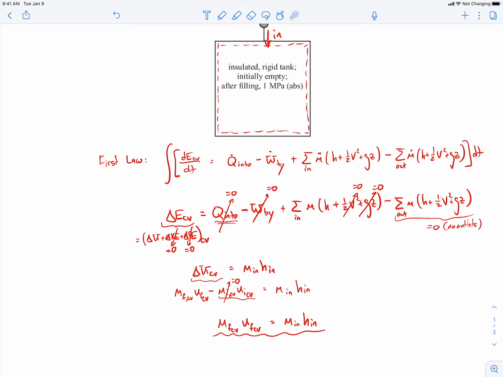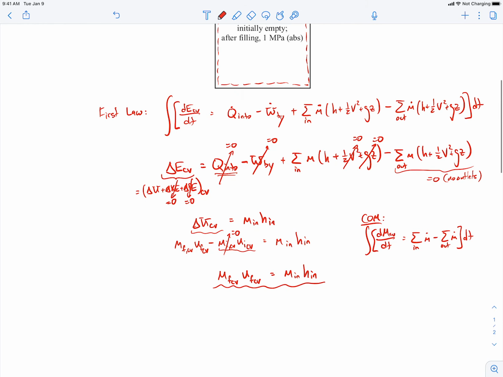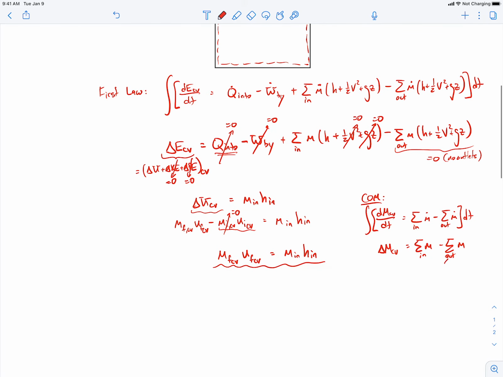So that's what we get from the first law applied to that control volume. Now to find the mass quantities, the final mass in the control volume and the mass coming in, we can apply the conservation of mass to the same control volume. I'm going to do the same thing as with the first law. I'll start with the rate form, and then integrate it in time to give me a before and after. The change in mass in the control volume is equal to the total mass coming in minus the total mass going out. Again, there is no mass going out, so that's 0.